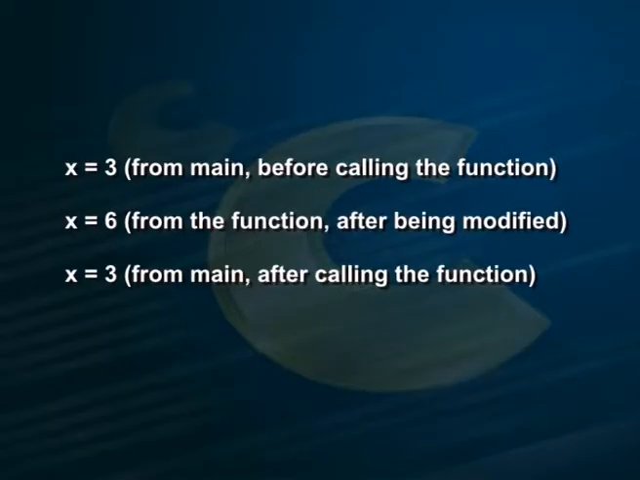The final output of the program will be x is equal to 3 from main before calling the function, x is equal to 6 from the function change after being modified, and x is equal to 3 from main after calling the function change. Passing an argument by value allows a single valued actual argument to be written as an expression rather than being restricted to a single variable, but it prevents information from being transferred back to the calling portion of the program by arguments. Thus, passing by value is restricted to a one-way transfer of information.